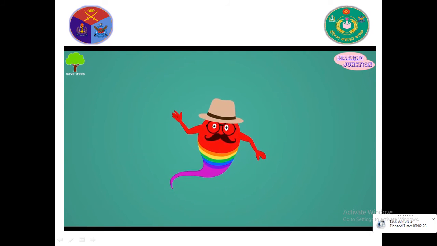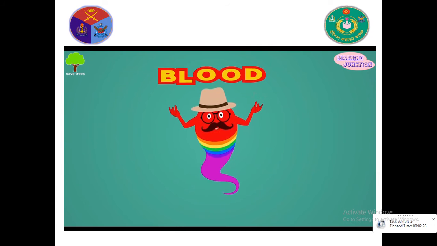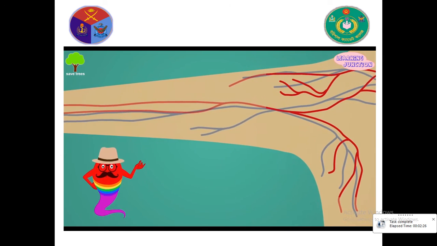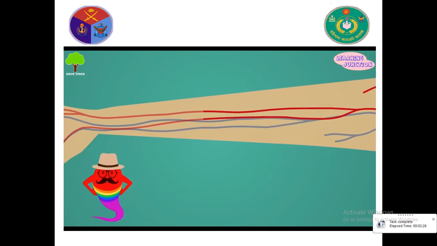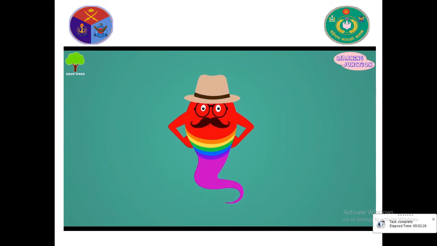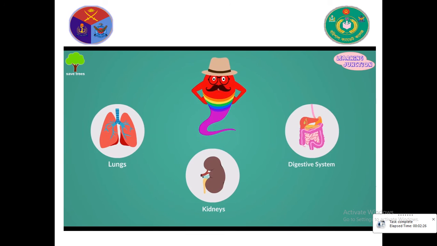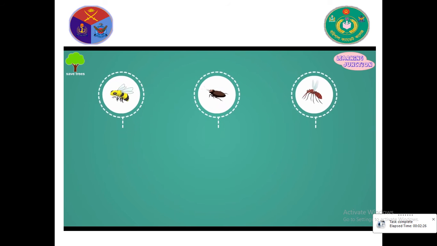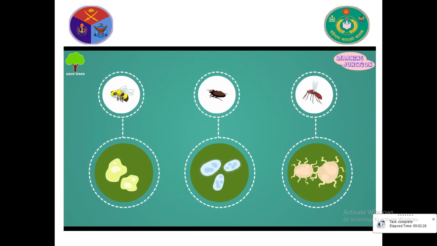Hello, friends. Today, we'll learn about blood. Blood is essential to keep everyone alive. It carries nutrients and oxygen to the cells in the body. Blood carries waste materials to the lungs, kidneys, and digestive system to be removed from the body. It also fights infections and carries hormones.